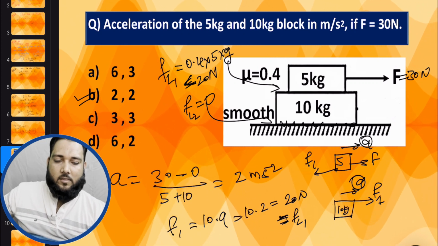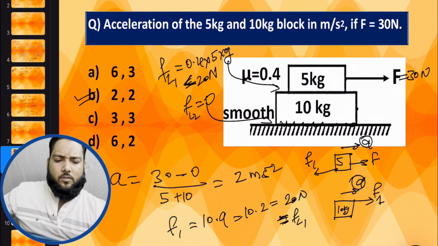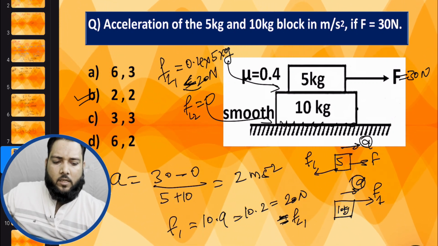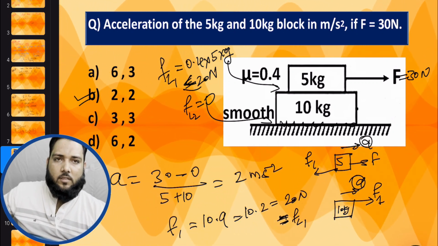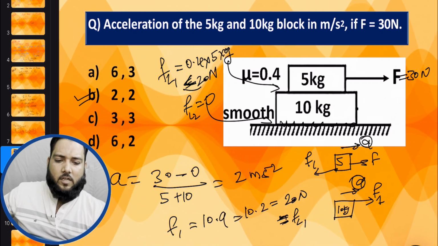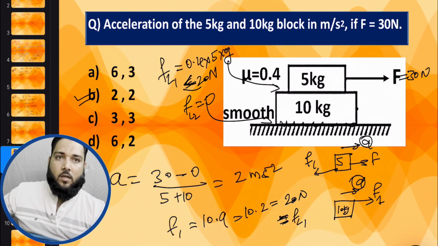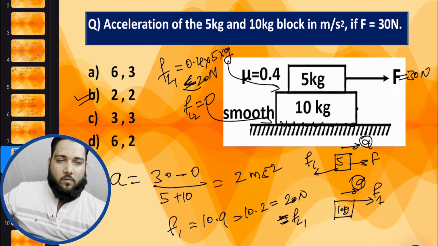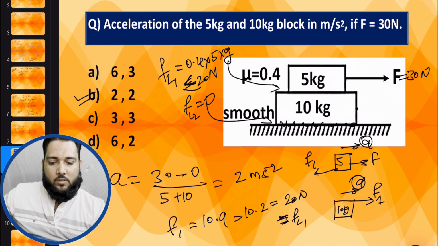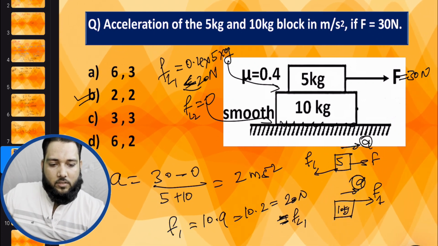Okay, but I think this is a NEET level question, so we will assume this is approximately 20. So it achieves the value of FL1. So both the blocks for some instant will move with the same acceleration. But after some instant, what will happen? The sliding will start. Sometimes in the exam it is not mentioned, so according to your understanding, you have to do these types of questions.